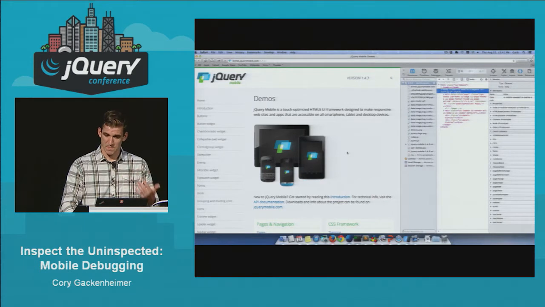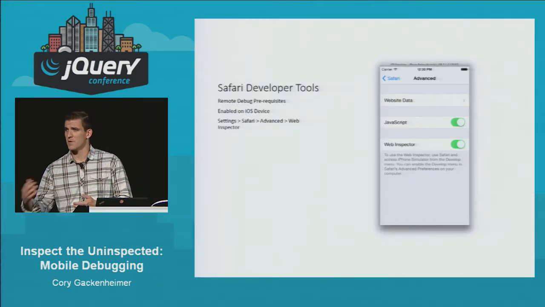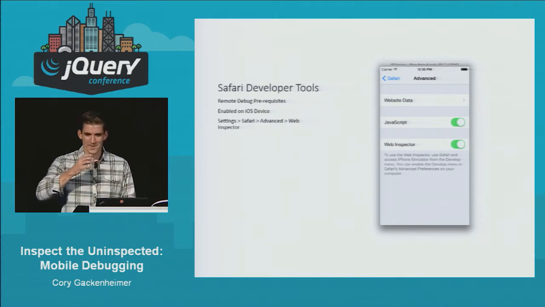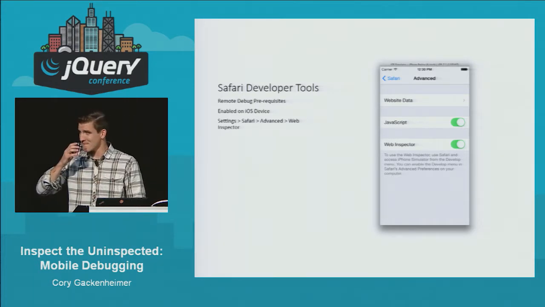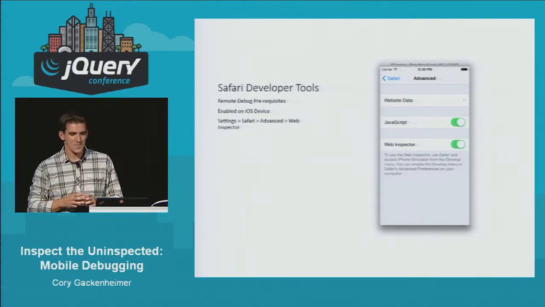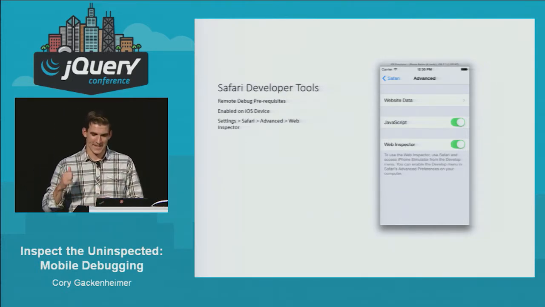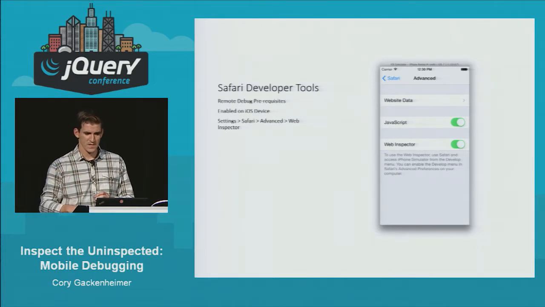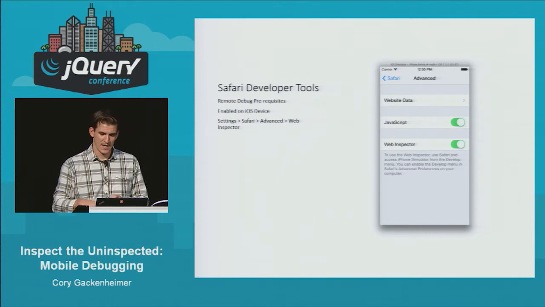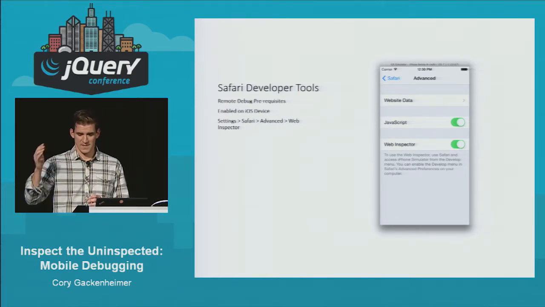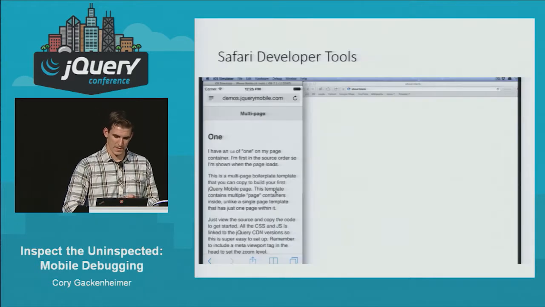But also it has remote debugging. On your mobile device, if you have iOS, you can go to your settings, advanced, web inspector, and enable that toggle. And then when you connect that to your device, so this is actually an iPhone simulator, but when you connect that to your Mac Safari, you'll get this ability to do remote debugging.